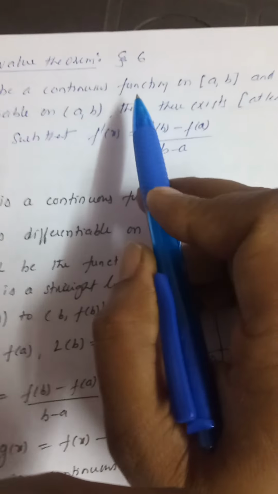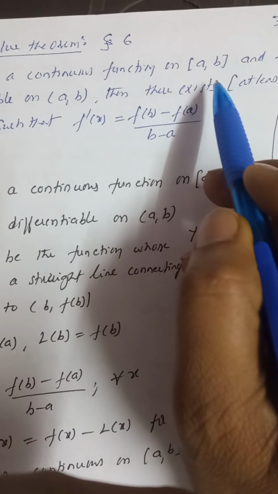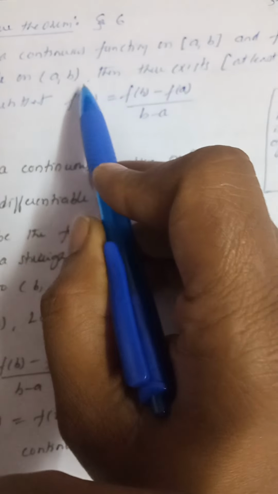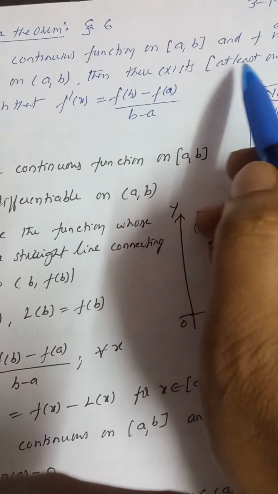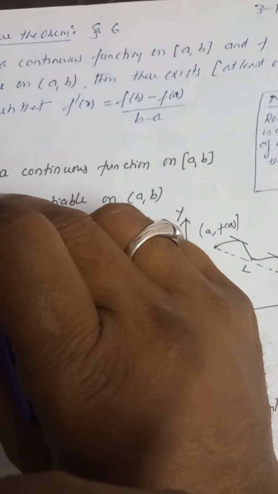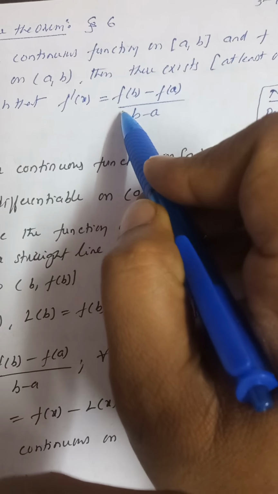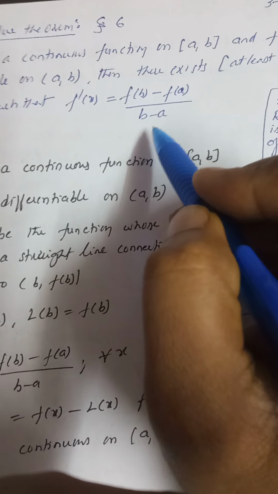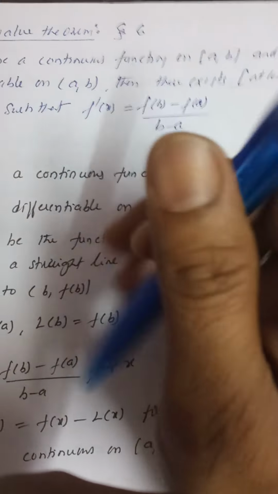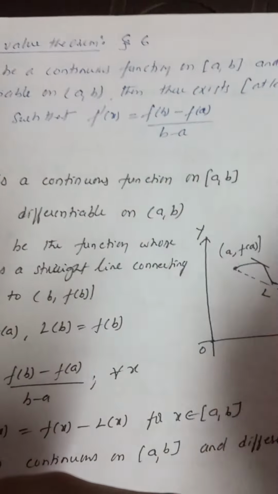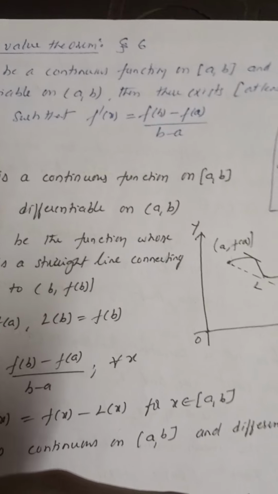Let f be a continuous function on the closed interval [a, b], and f is differentiable on the open interval (a, b). Then there exists at least one x in the open interval (a, b) such that f dash of x is equal to (f of b minus f of a) by (b minus a). This is the statement. For a question about state and prove the mean value theorem, you have to write the statement.